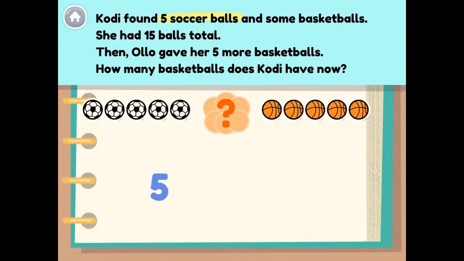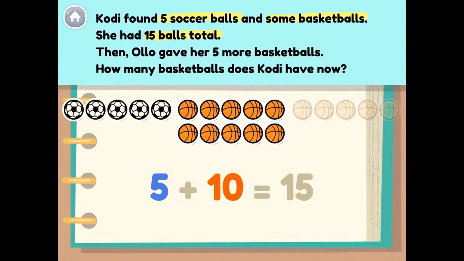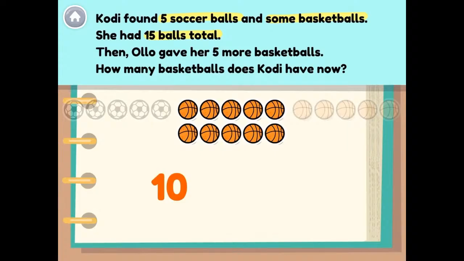Cody found 5 soccer balls and some basketballs, but we don't know how many. And she had 15 balls total. Let's stop here to figure out how many basketballs Cody started with. 5 plus what equals 15? 5 plus 10 equals 15. Cody had 10 basketballs. Then Alo gave Cody 5 more basketballs.